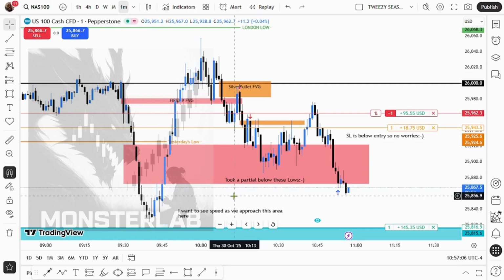We are at the low of the 1 minute of the 5 minute fair value gap, which is pink. We are below it. I have my stop loss adjusted a little below my entry, and let's wait and see what price is about to do.